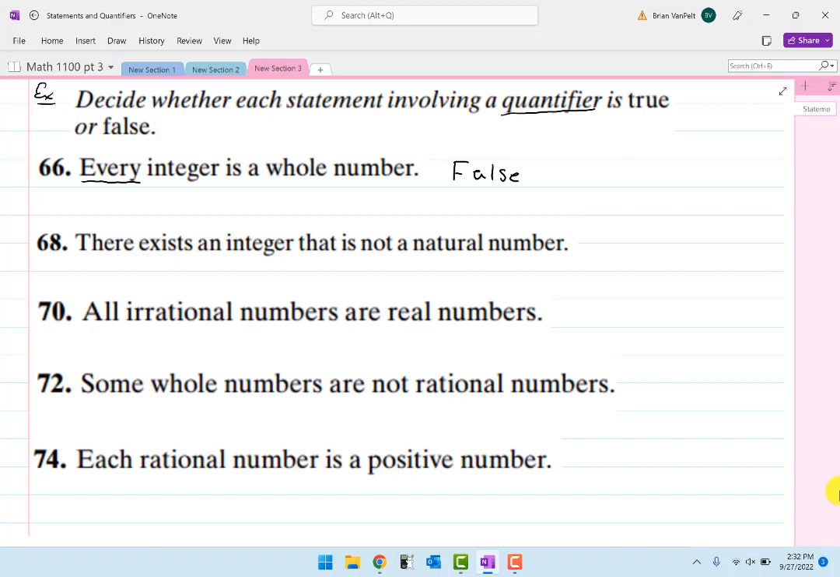There exists an integer that is not a natural number. Once again, this is the quantifier. There exists an integer that is not a natural number. Well, yeah, take any negative integer, and any of those are not natural numbers. So this statement is true.